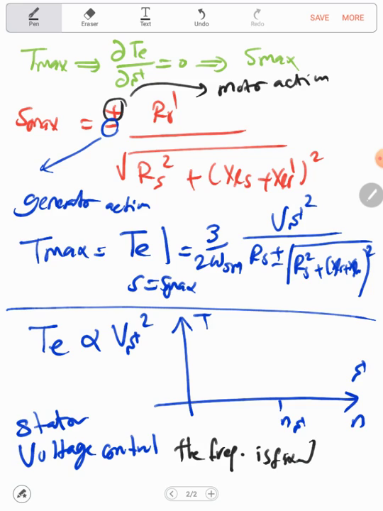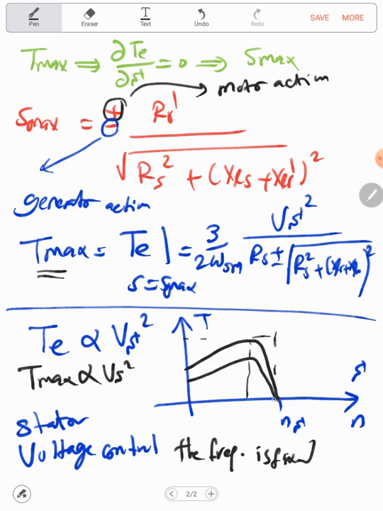So this means that NS is fixed. Now the same thing here, if we look to the Tmax, Tmax is also proportional with Vs square. So simply this means that if we have the following, Smax is independent of the voltage, so we have the following torque speed characteristic. It's like shrinking the torque speed characteristic as the voltage is reduced less than the rated voltage.